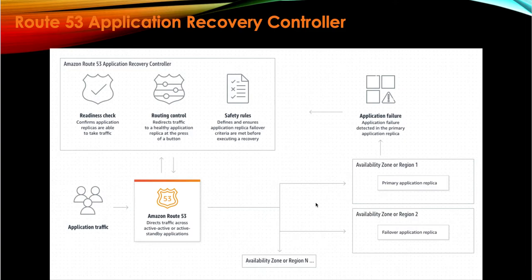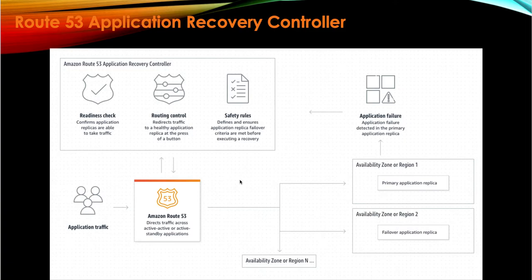Second is routing control. Routing control redirects traffic to a healthy application replica at the press of a button. It's the on and off switch you can create within AWS, which helps you to route traffic from region 1 to region 2. So with the click of a single button, you can say, hey, instead of sending traffic to region 1, send the traffic to region 2.